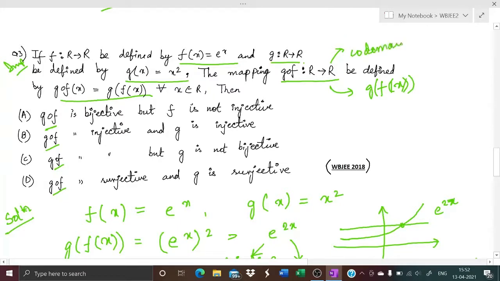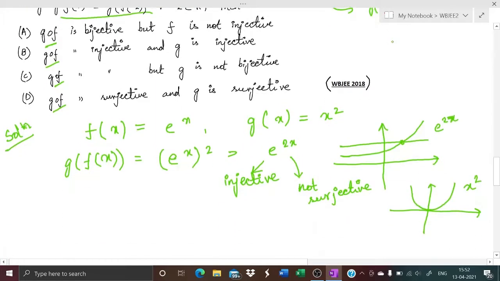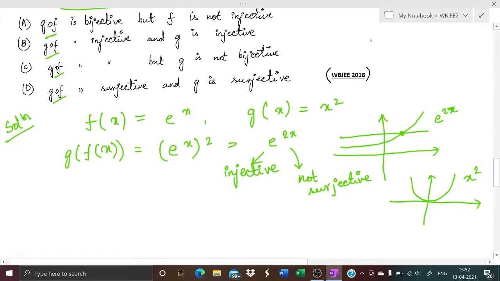ये codomain है. क्वेश्चन में कोडोमेन दिया हुआ है R for all of the functions f of x, g of x, g of f of x. But from the graph you can see that only you are getting, if this is y-axis, this is the positive side of the y-axis, this is the negative side of the y-axis, you are getting only the positive values of y as your range. Only the positive values. So this function is definitely not surjective because range is not equal to the codomain. Okay. This is for g of f of x, g of f.